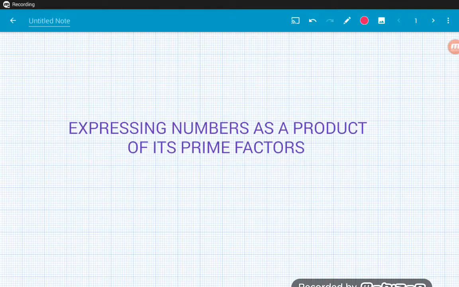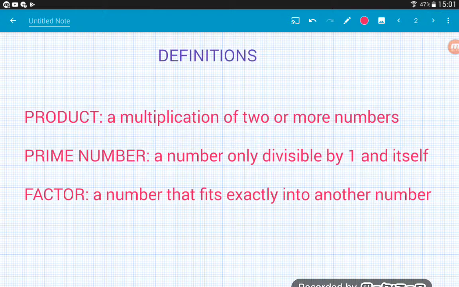In this video we're going to be checking out how to express numbers as a product of their prime factors, and we're going to do this using factor trees. So first of all, let's check out a few definitions.